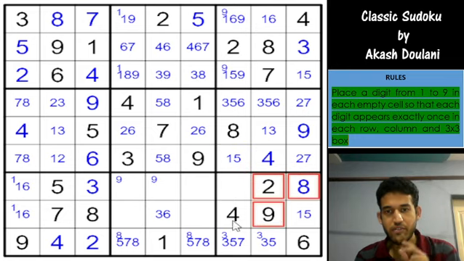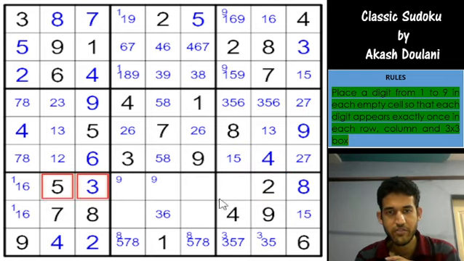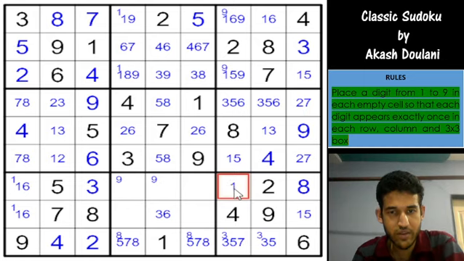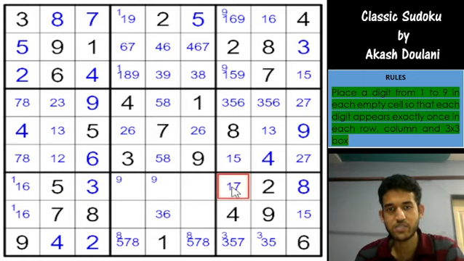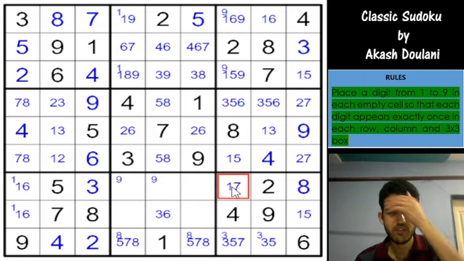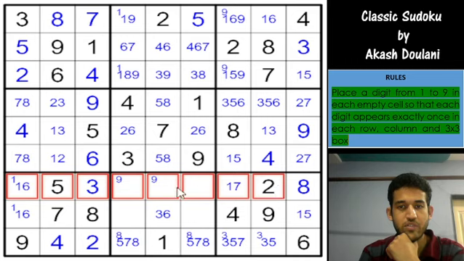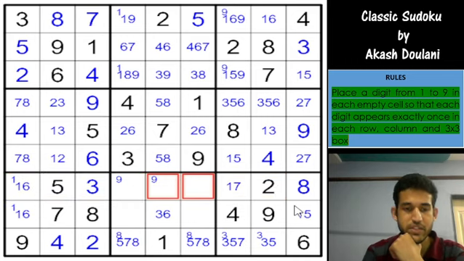Okay, 2, 8, 9, 4 and 6. So this is not 3, 5. This cell, I mean. So this is 1 and 7, right? You can't have 3, 5 there. You can't have 2, 8, 9, 4 and 6 there. So that's 1 and 7. And if you look at this row, 4 can only be in one of these two cells.